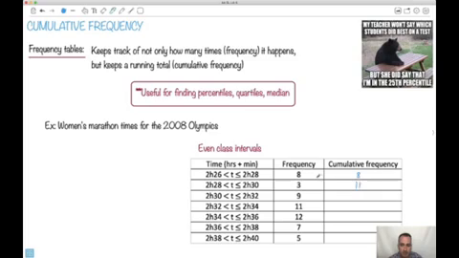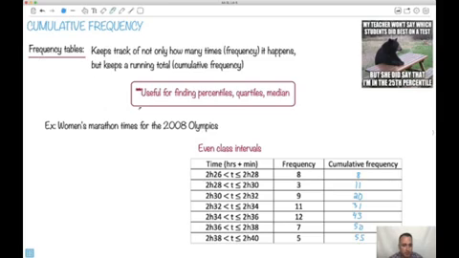And 11 plus 9 is going to be 20. Notice what I'm doing here. And 20 plus 11 is going to be 31. 31 plus 12 is going to be 43. 43 plus 7 will be 50. And 50 plus 5 will be 55. So that tells me there's a total of 55 people here who are counted.